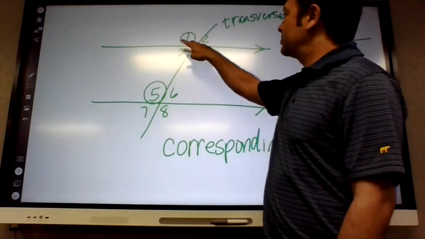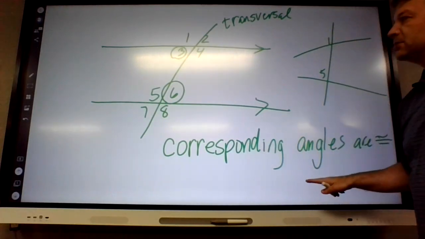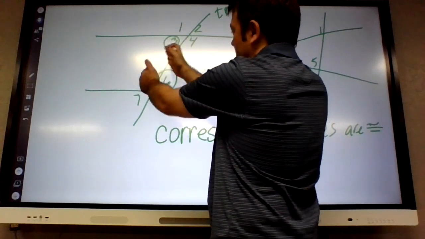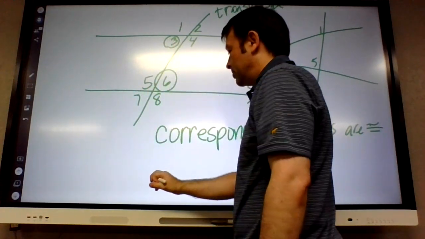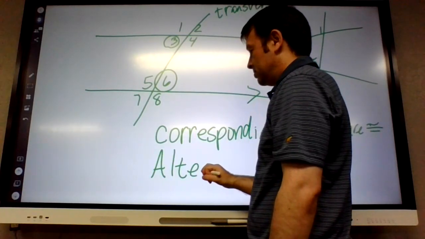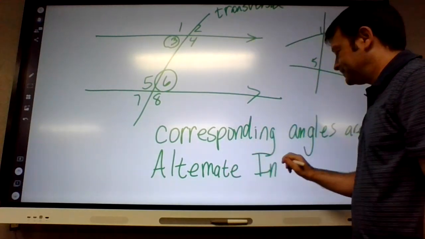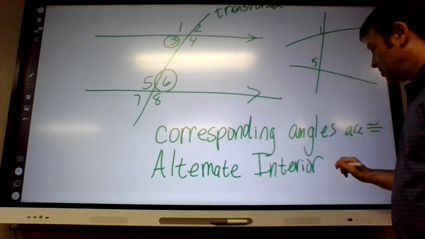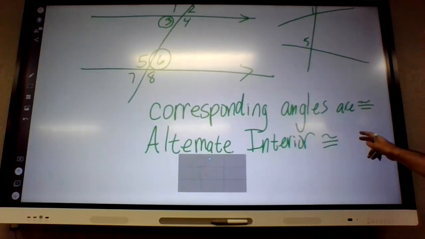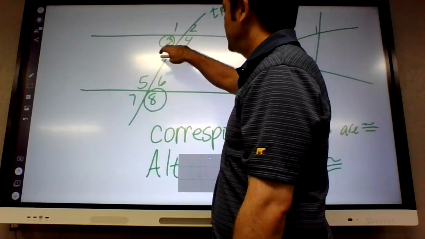How about 3 and 6? Interior angles. They're interior, but they're also on different sides of the transversal, so they are alternate interior. And those are also congruent, right? Okay, and then we also did about like 8 and 1.